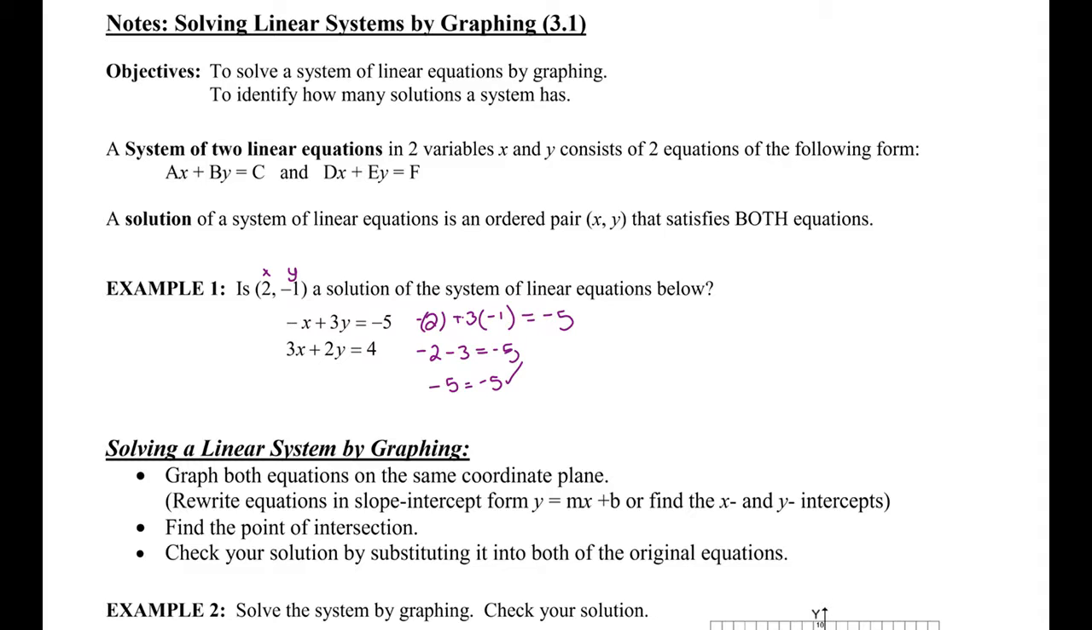We also want to check, is it a solution of the second equation? So I'm going to use the same ordered pair, plugging in 2 for x and -1 for y. And I'm going to simplify to see if I get a true statement. So I get 6 minus 2, which leaves me with 4 is equal to 4, which is a true statement. So I can say that yes, (2, -1) is a solution to the system.